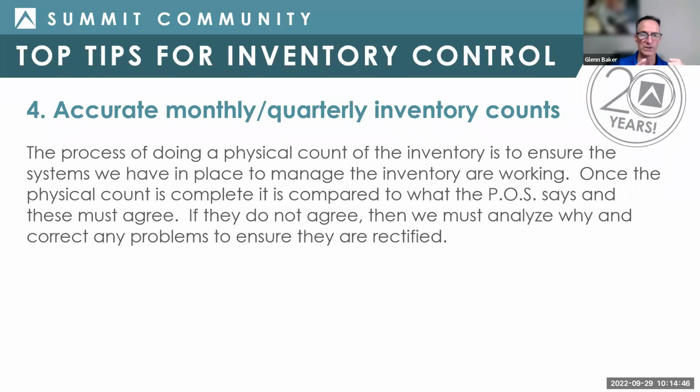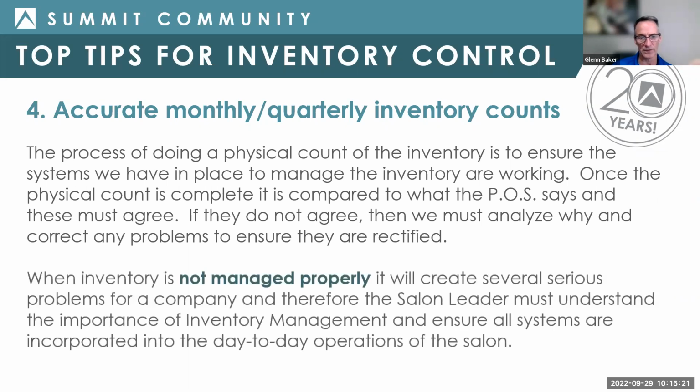So this is going in and doing a complete count. In our salon company, every 90 days, we count everything in the back bar and everything on the retail side. After we do the count, we go back into the POS system and adjust the inventory so that what we actually counted is in our system. If those two numbers don't match, which invariably they don't, then we must analyze why they don't match and correct any problems to rectify them.